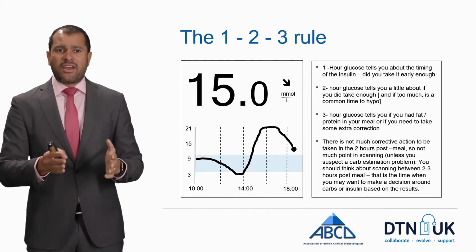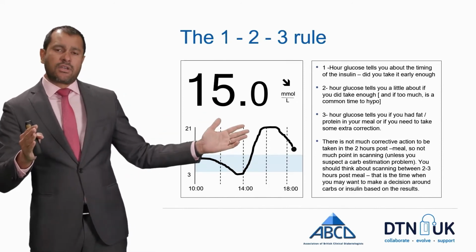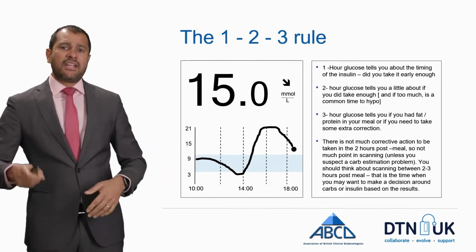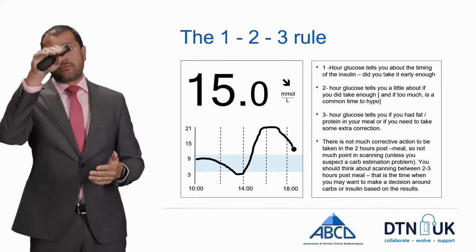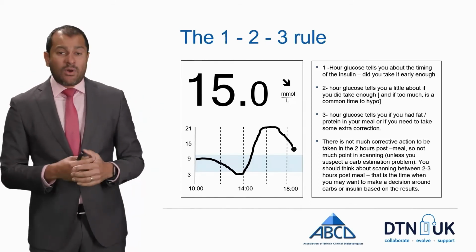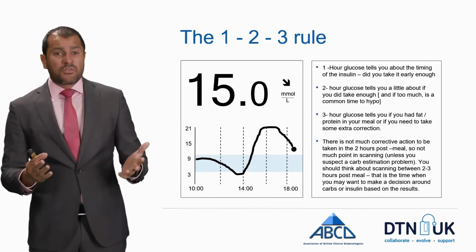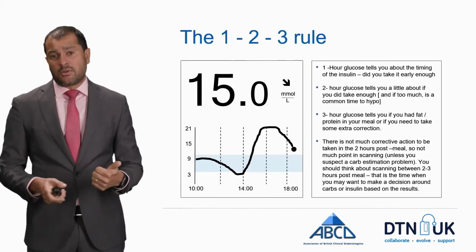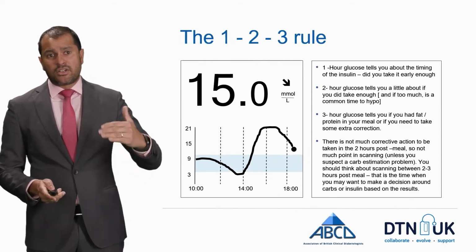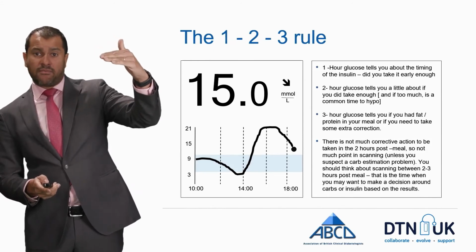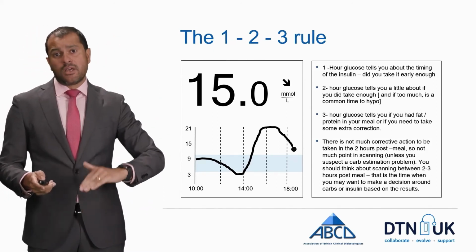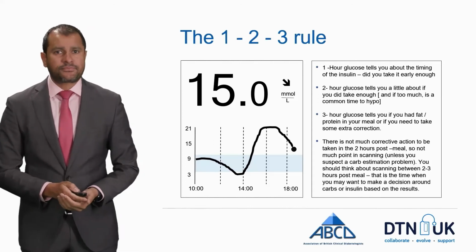There's not much corrective action you're going to do before the 2 hours, and so often I'd say there's not much to be gained by watching the glucose rise and fall, as that can be quite worrying. But between 2 and 3 hours is a good time to have a look, because that's when you're going to make a decision where either you're going to correct because you're a bit too high, or you're going to take some preventative carbs because you're dropping too fast.